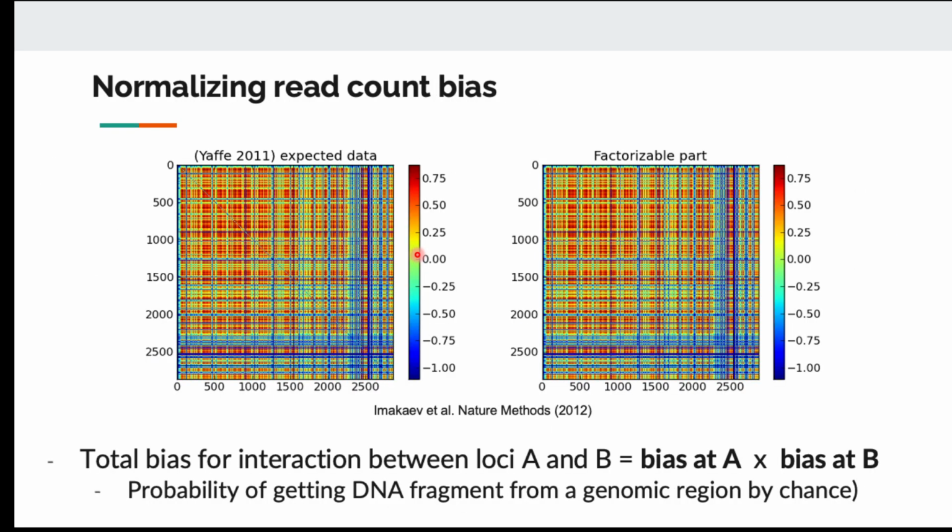Another additional problem is the sequencing bias. We learned from the ChIP-seq lecture that different regions of the genome have different amplification bias and different sequencing bias. So for some regions of the genome you will get more reads just by chance, because they amplify better than the other regions.